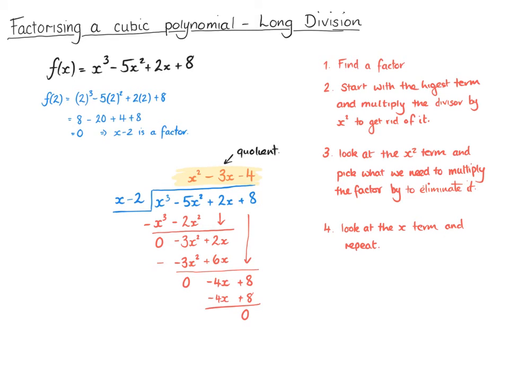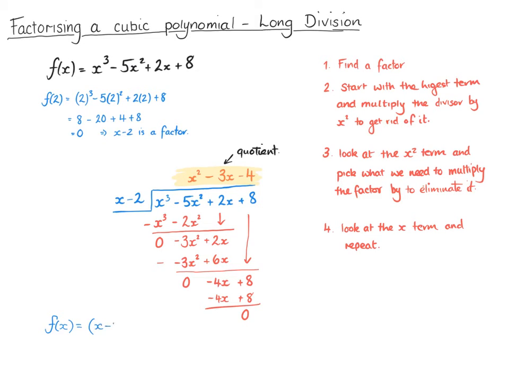And the quotient is what we have to multiply the factor by to get what we start with. And this helps us when we're factorising here. So, it may seem like we've not really done any factorising in a while, but we have. Okay, so our f of x, we know that x minus 2 is a factor.